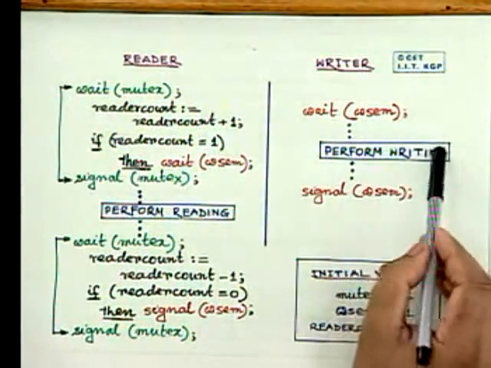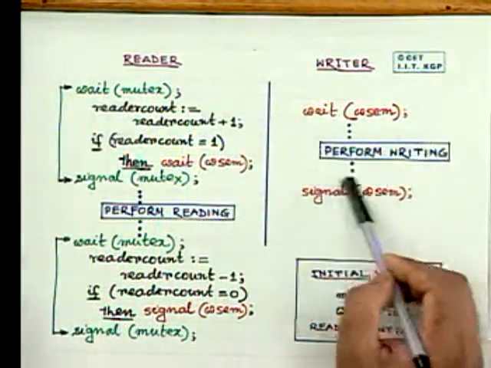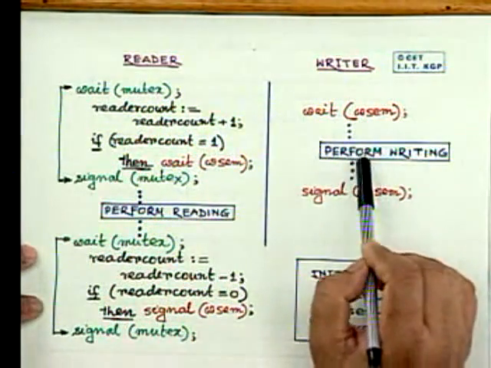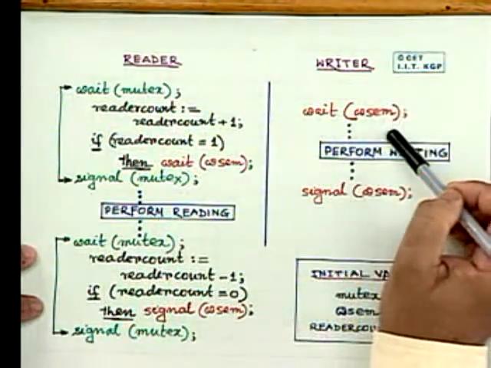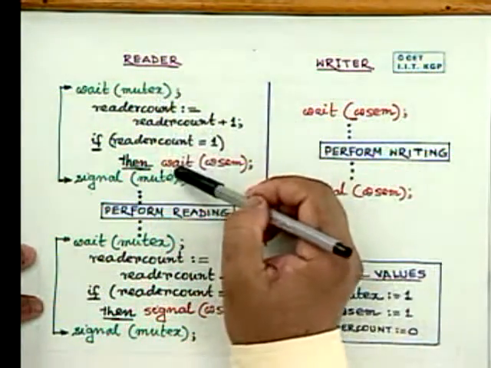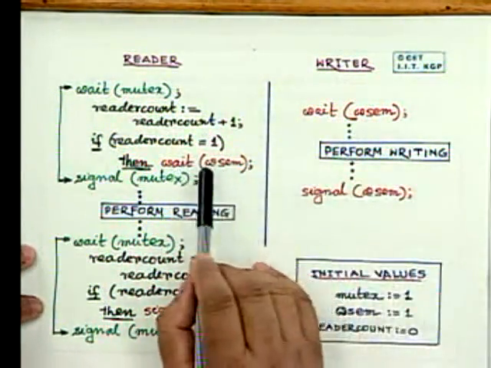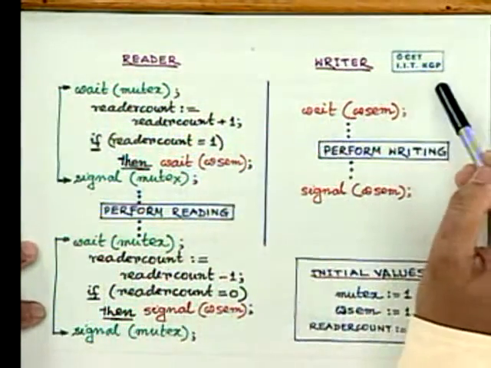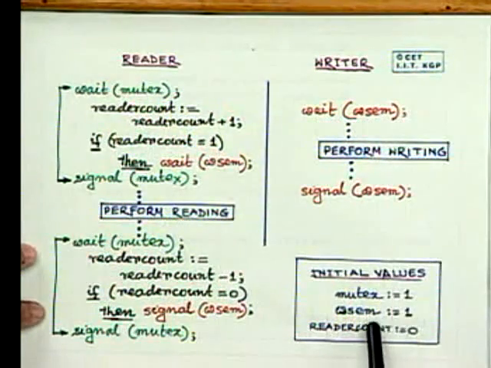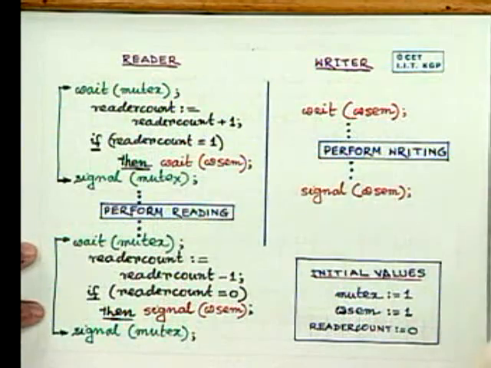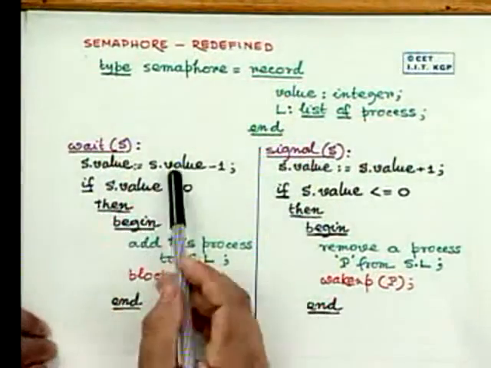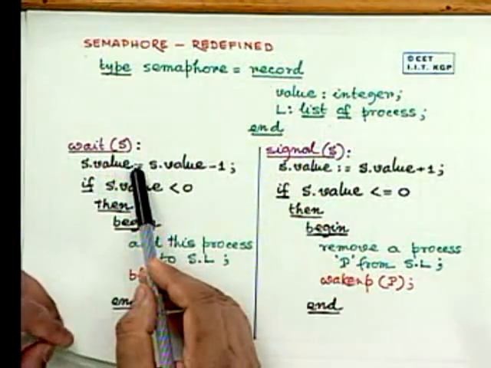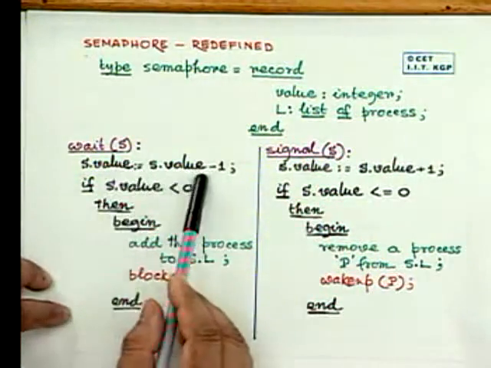Now, as long as the writer is performing writing, no other process, either the writer process or the reader process, can enter its critical section. Let's see why. Naturally, all other writers will wait here. WSEM's initial value is 1. Therefore, as per the definition of wait, the value has been decremented to 0, right?